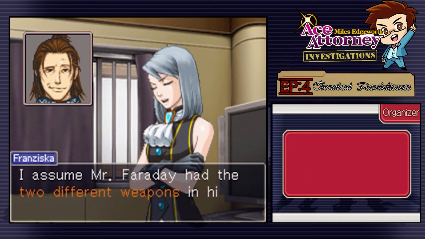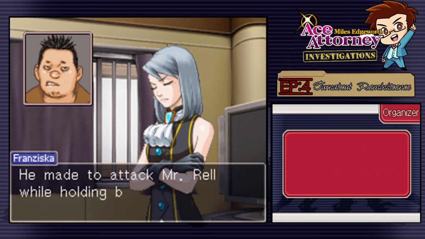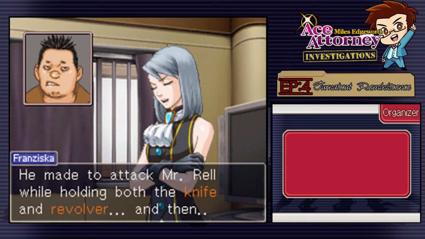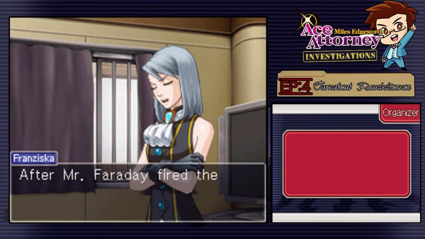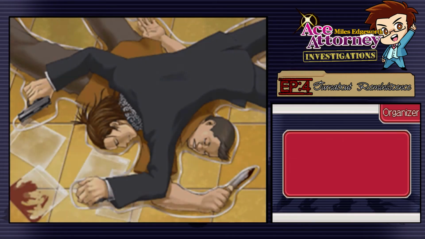I assume Mr. Faraday had the two different weapons in his hands. He made to attack Mr. Rell while holding both the knife and revolver. And then, after Mr. Faraday fired the gun, Mr. Rell grabbed the knife as he was falling and stabbed Mr. Faraday.